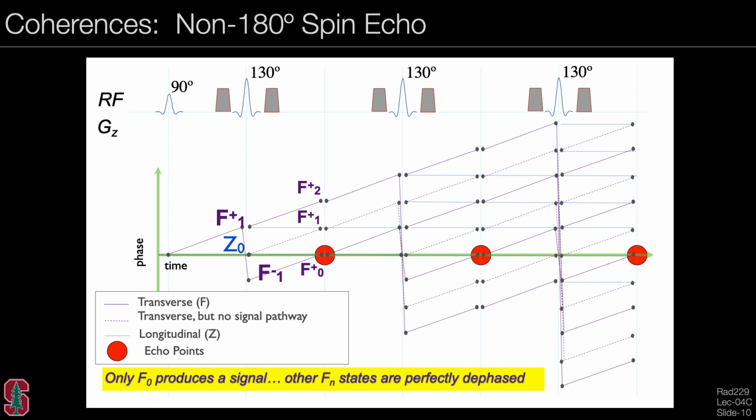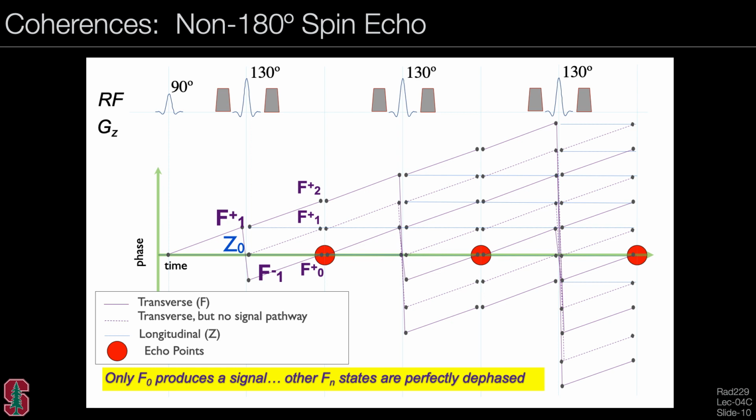There are also mixed pathways. You can see that you can go F plus sub 1, F plus sub 2, F plus sub 3, refocus to F minus sub 3, F minus sub 2, F minus sub 1, and refocus at the third spin echo. So this is a pure spin echo pathway. This is the case where the magnetization has essentially passed through the first and last of the refocusing pulses. So lots of interesting things about this diagram.